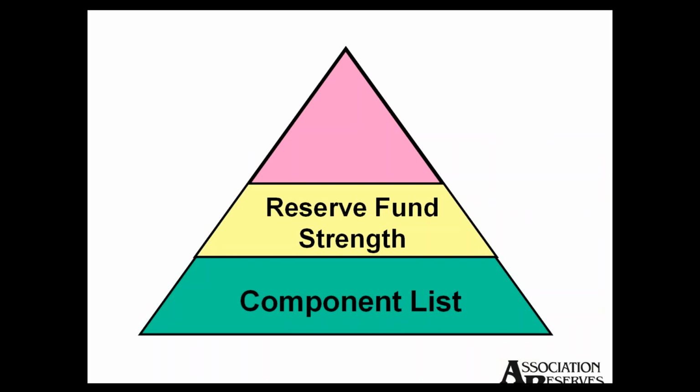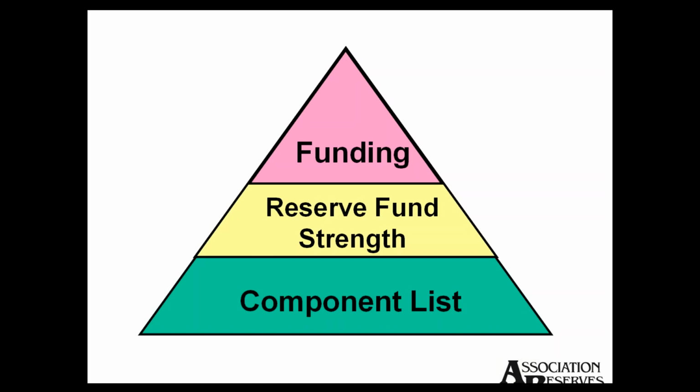After you've got that component list, then the question is, well, now that we know what we're responsible to maintain, do we have enough money, and how much should we be setting aside? Well, those are the next two questions. The "do we have enough money" is the calculation or evaluation of reserve fund strength. It reveals how well the size of your reserve fund balance matches up against the needs that are defined by the components.